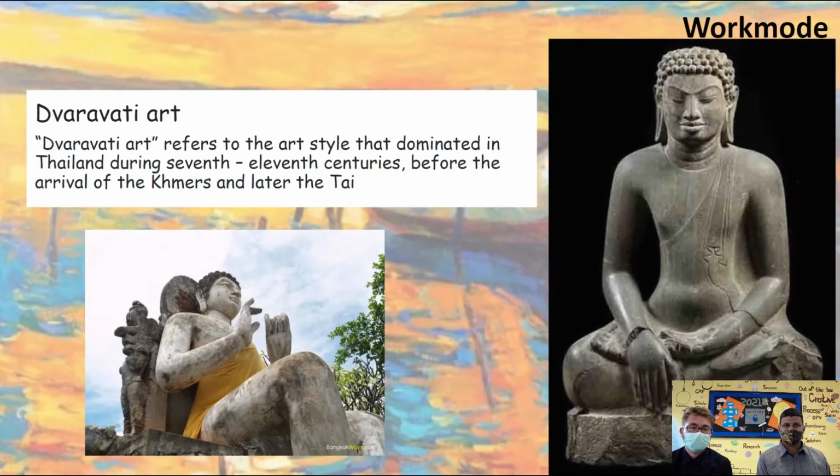So here you have Dvaravati art, which refers to the art style in Thailand during the 7th and 11th century. And this is before the arrival of the Khmer and the Thai. So all this art that you see, I think Wat Chedi Luang in Chiang Mai is a very good example of this form of art.